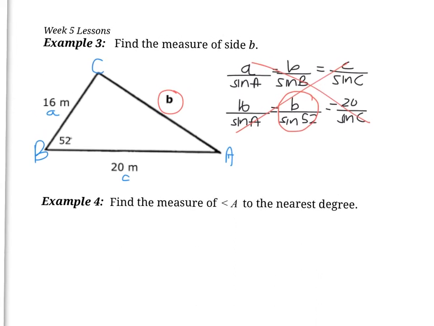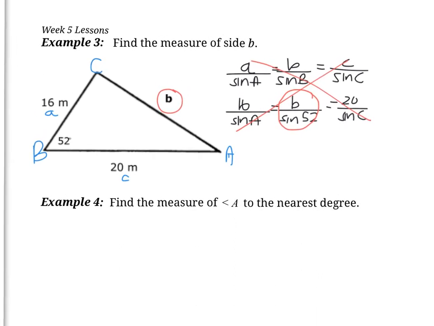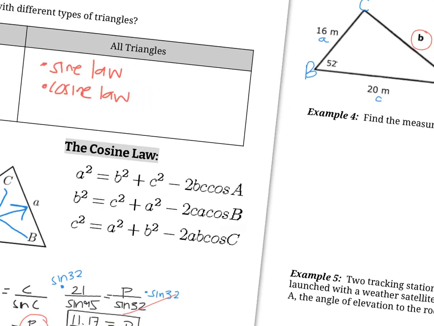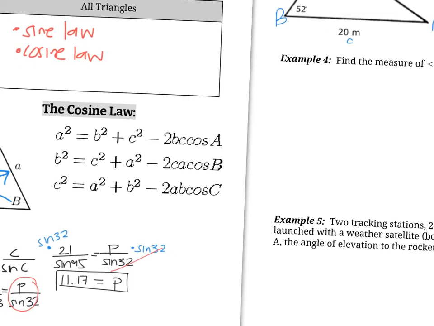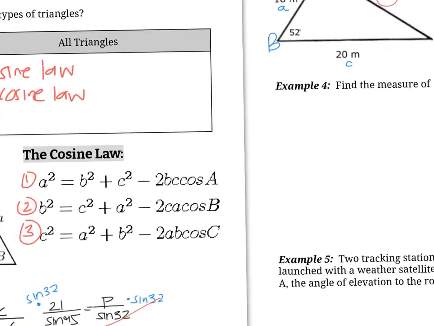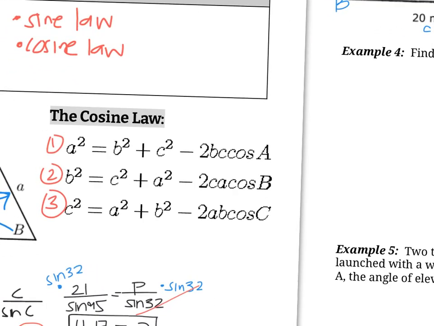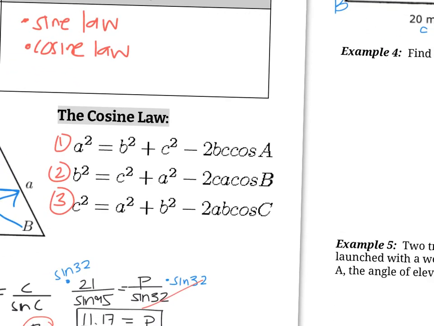So cosine law works the same as sine law in that you have to label the triangle. And once the triangle is labeled and you figure out which side or angle you need, you're going to go to cosine law and pick which of these three equations you're going to use. So consider these like three different options. Here's one, here's two, here's three. And we're looking for side B, so it's little b. Which of these equations would be best to find little b?